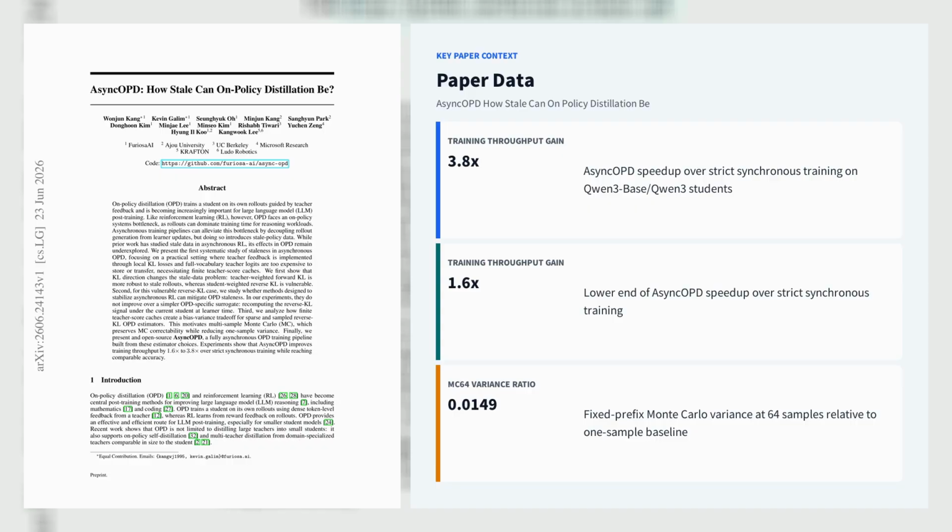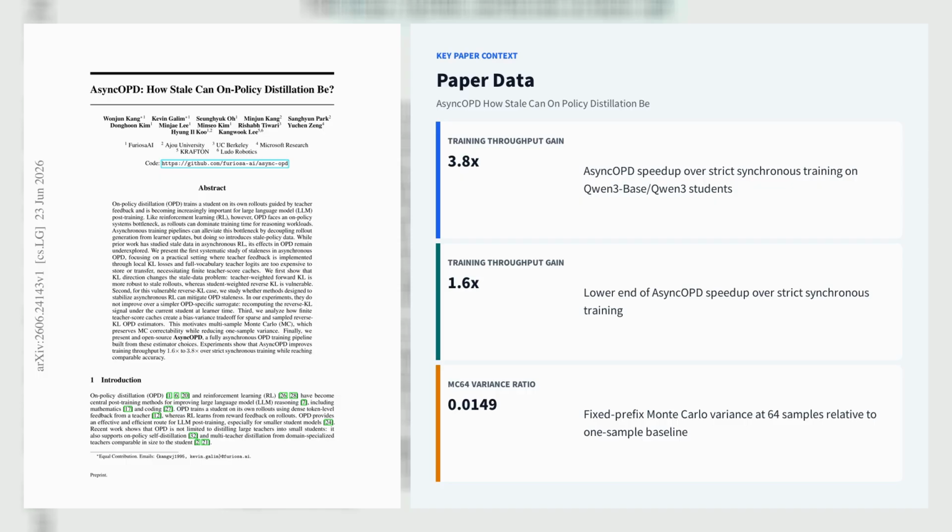The authors also show that stale top-K teacher caches are support mismatched, whereas sampled Monte Carlo reverse KL remains correctable by old-to-current importance sampling. Increasing the number of local samples from 1 to 64 sharply reduces variance, with fixed prefix variance falling to 0.0149 of the one sample baseline.